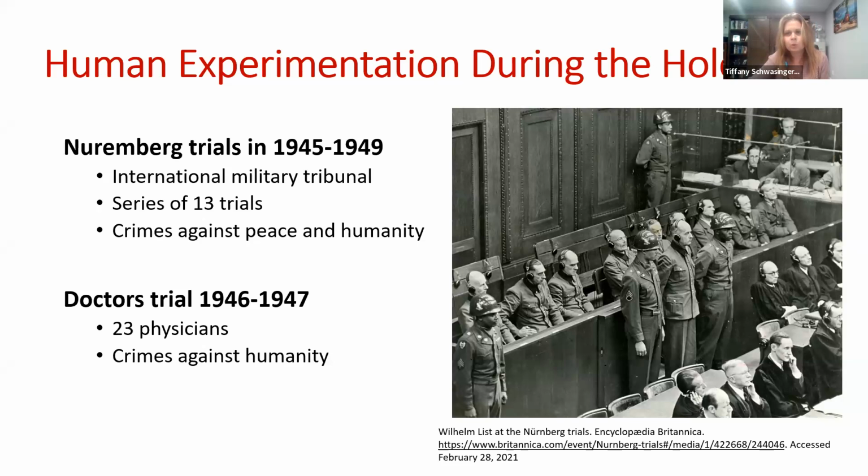But what I think is even more important to note is the separate doctors' trials that occurred from 1946 to 47. Here in these trials, they took 23 different physicians who had conducted research on participants without their consent and tried them for crimes against humanity. So I think it's really, really important to recognize the past and recognize where people have really crossed the line in research, and again, how we can help protect them.